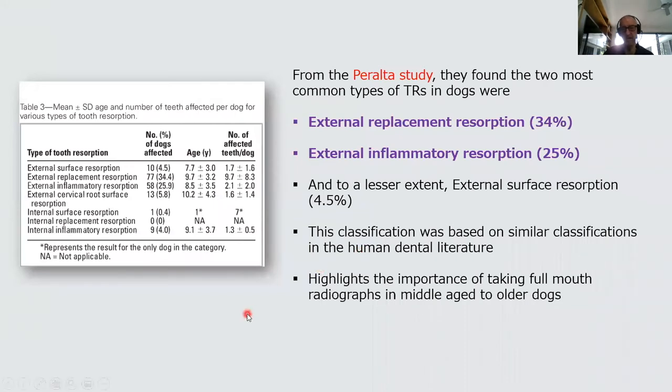From that study, they found that about 34% of the resorptions were classified as external replacement resorption. So this is where part of the root is being replaced by bone, and 25% was associated with external inflammatory resorption, and to a lesser extent, external surface resorption occurred in about 4.5% of the teeth examined. They used a classification that is used in human dental literature. The study does highlight the importance of taking full mouth radiographs in middle-aged to older dogs.